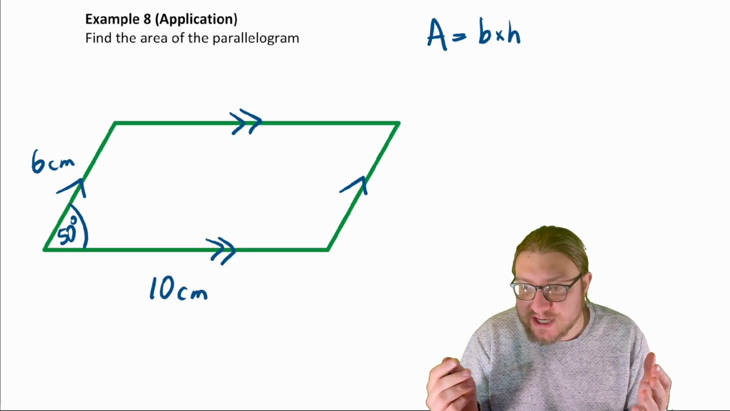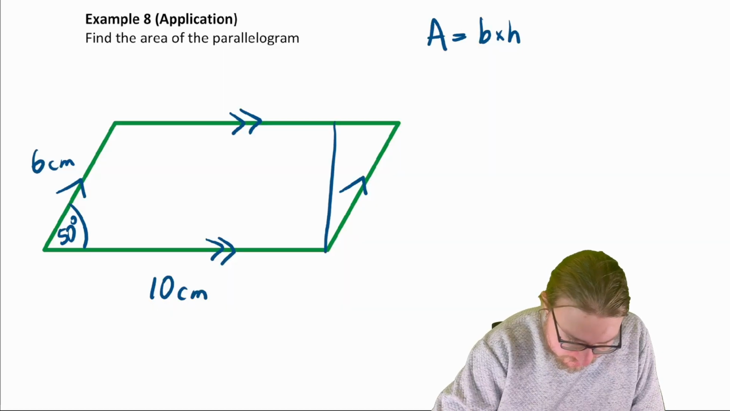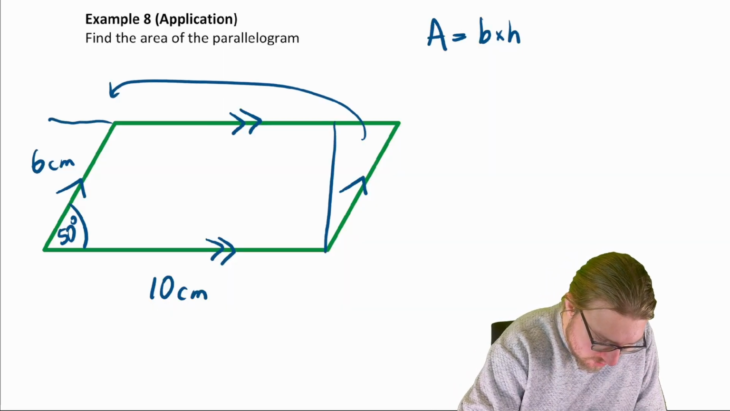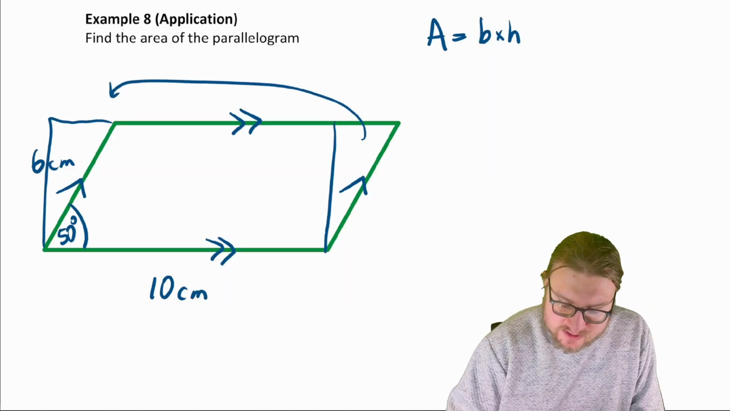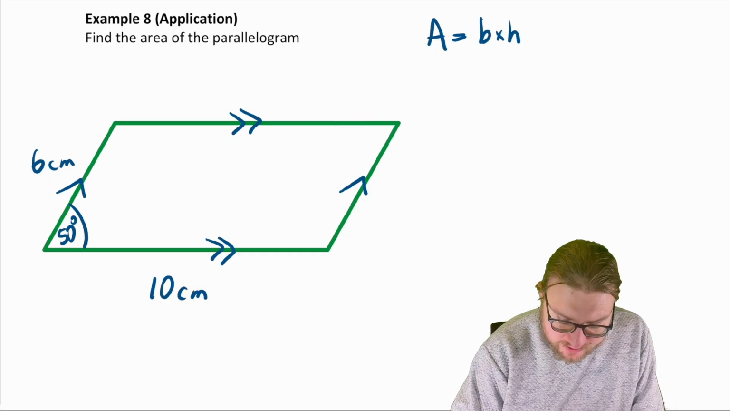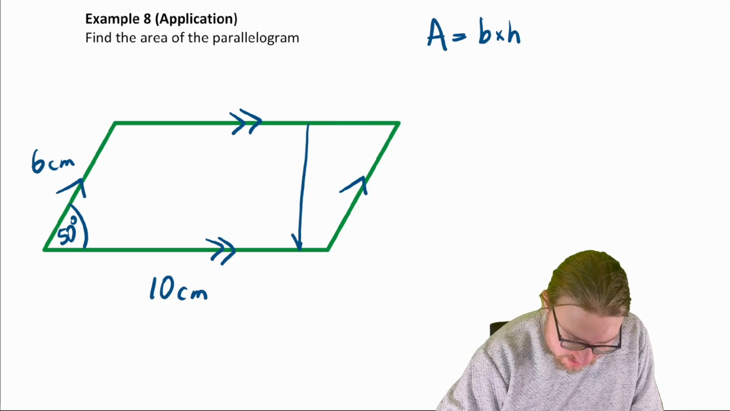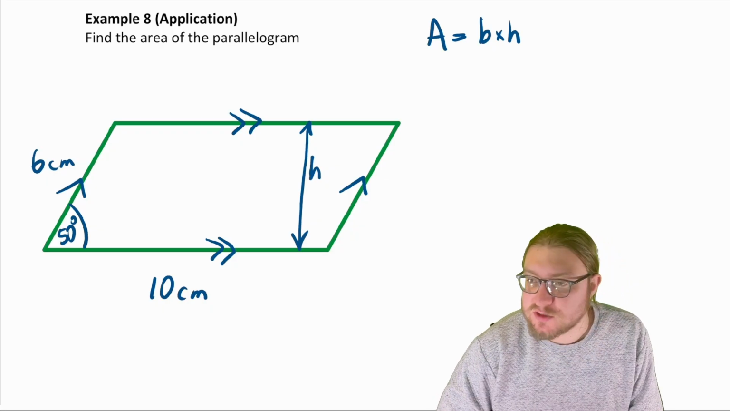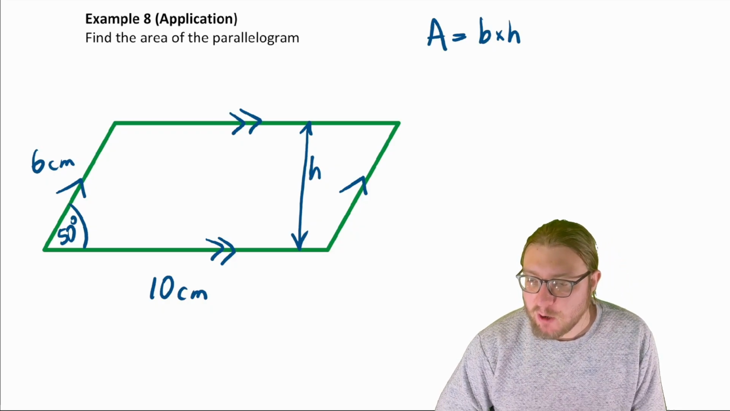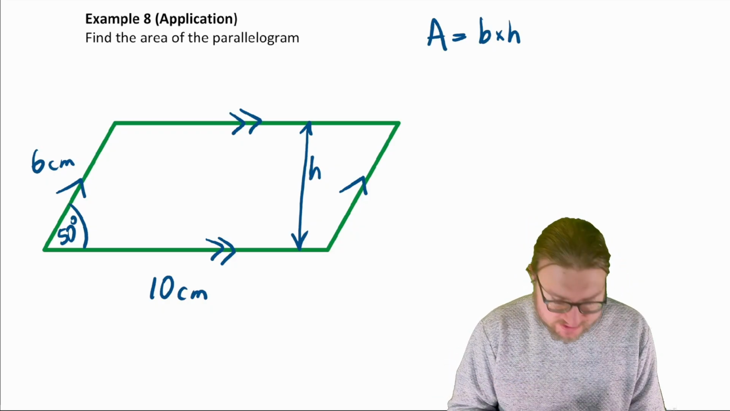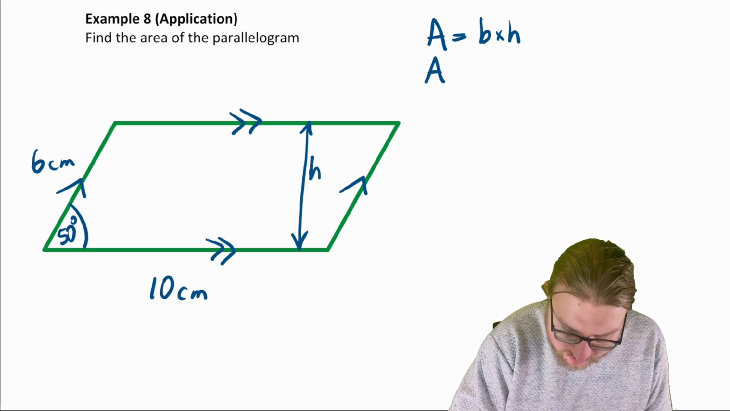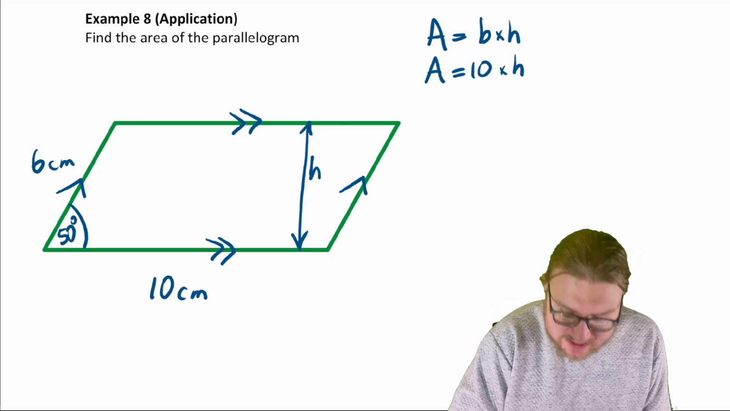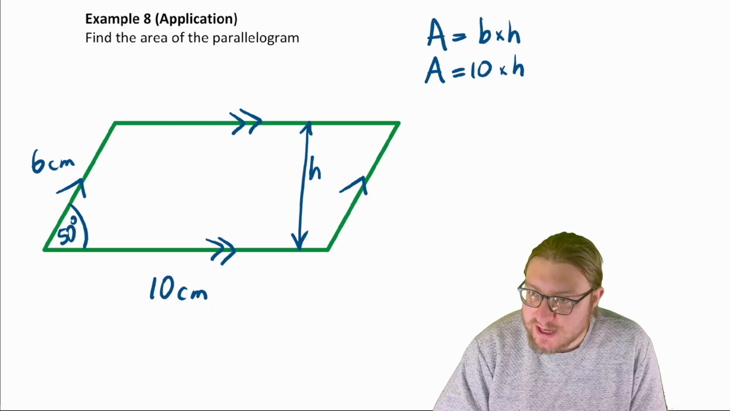Very similar to a rectangle, because technically, if you think about it, this piece here we can put over here, and then what we have is a rectangle. But what that means is we need to find the height of this 2D shape, which is h over here. This is what we need for our formula. Our base is already given to us, which is 10, which is nice. So we can write the area is 10 times h. So now we have to figure out what the height is.